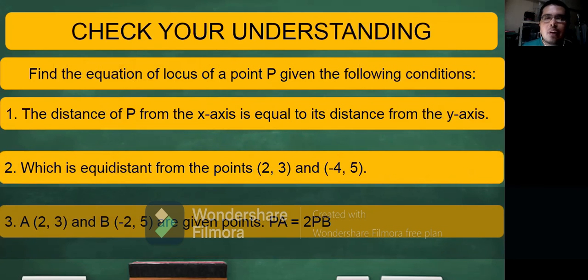So let's check your understanding here. We're going to find the equation of the locus of a given point given the following conditions. If you need more time, you just need to pause the video. Okay, let's check.